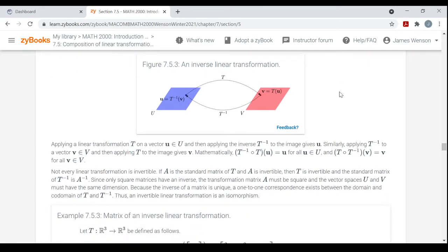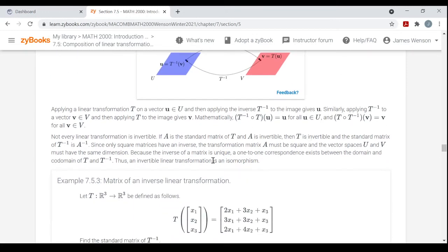Now I'm going to tell you right now, just look at your matrices. Right? If you find the standard matrix for your linear transformation, if the standard matrix has an inverse, then your linear transformation will also be invertible. All right. So here, look at more stuff. Applying a linear transformation T to a vector U, then applying T inverse takes you right back to U. All right.